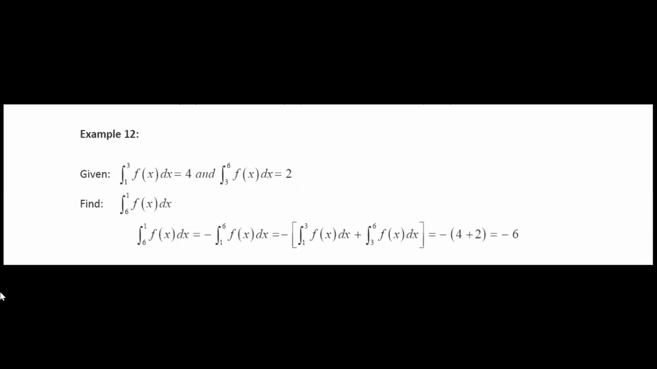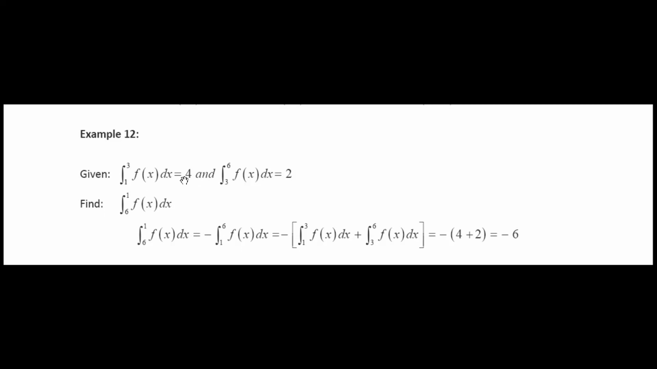And then we have number 12. We're told another problem. The integral from 1 to 3 of some function, we don't know what it is, is 4. And the integral from 3 to 6 of that same function is 2. And we want to know the integral from 6 to 1. So all you've got to do is, we want 6 to 1. Well, look, this is 1 to 3. This is 4. And 3 to 6 is 2.